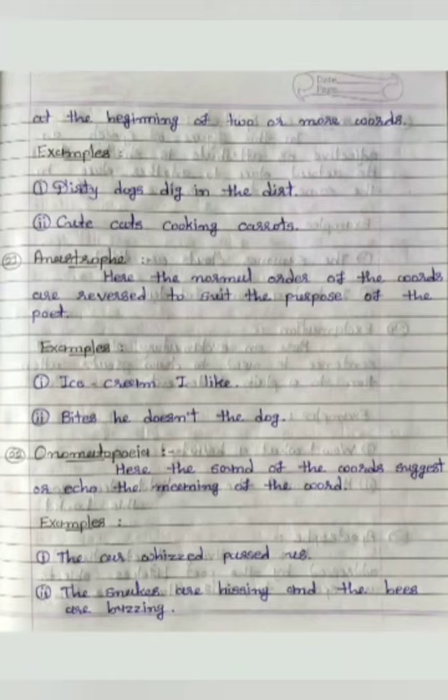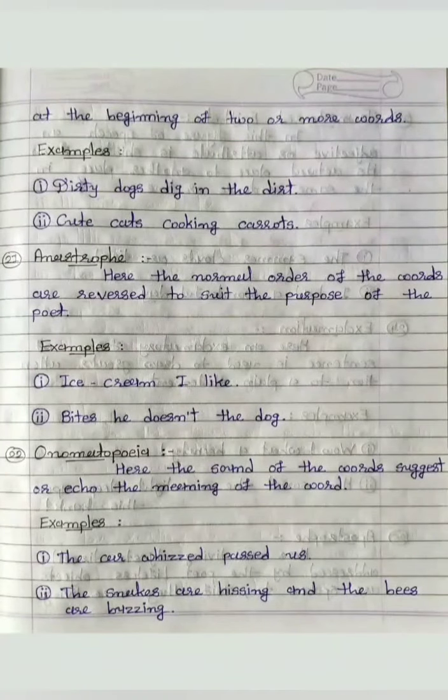Likewise, the second example is, cute cats cooking carrots. Here the C sound is repeated more than two times, so it is alliteration. Now the next is anastrophe. Here the normal order of the words is reversed to suit the purpose of the poem. For example, ice cream I like.